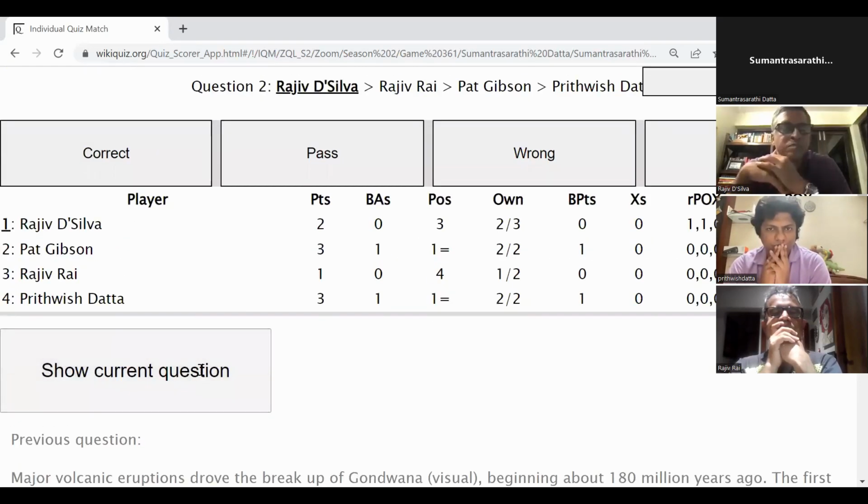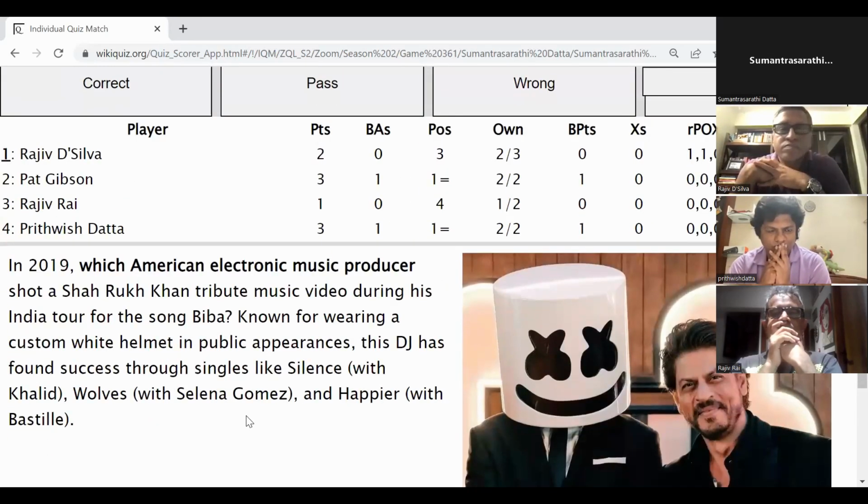And your second one? In 2019, which American electronic music producer shot a Shah Rukh Khan tribute music video during his India tour for the song Viva? Known for wearing a custom white helmet in public appearances, this DJ has found success through singles like Silence with Khalid, Wolves with Selena Gomez, and Happier with Bastille.